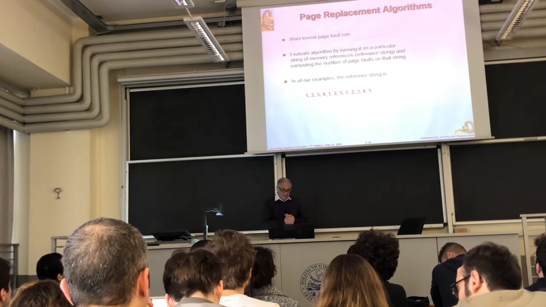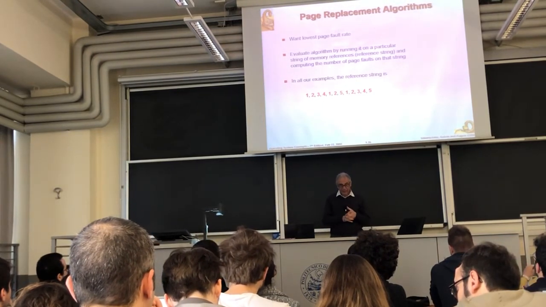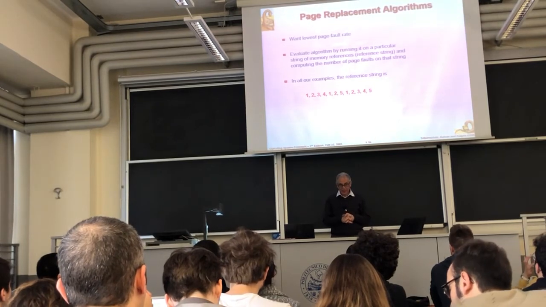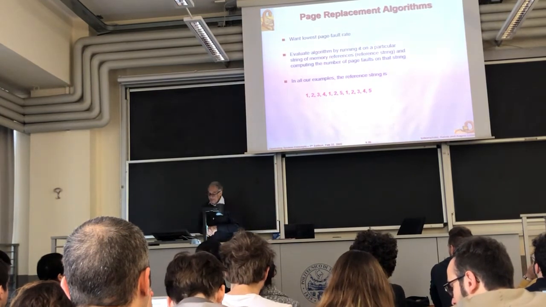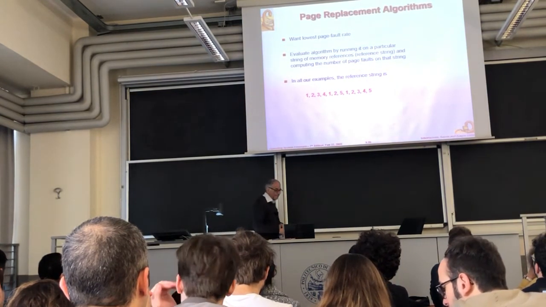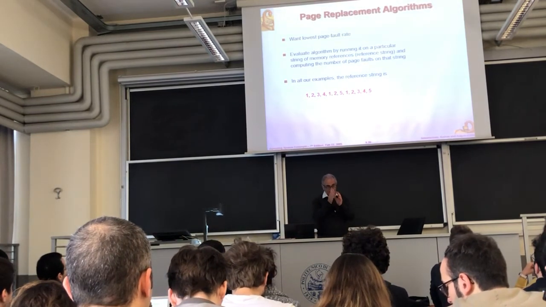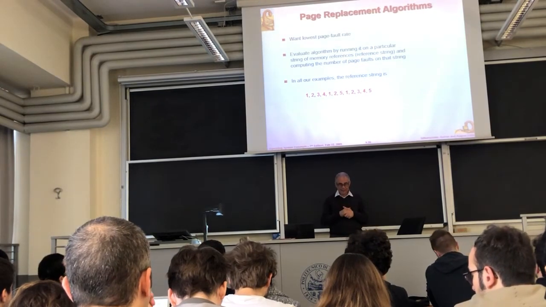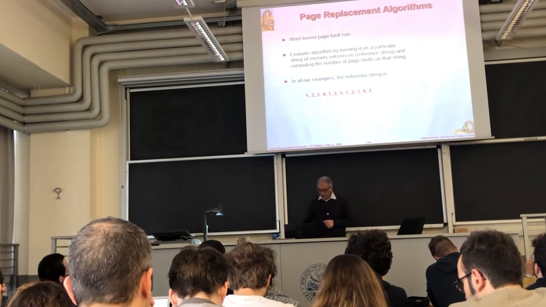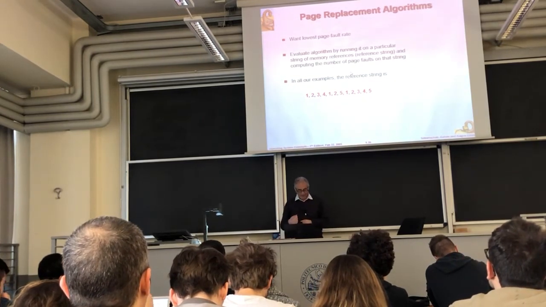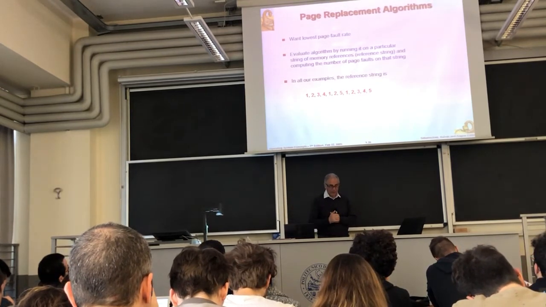So, to evaluate the performance of a replacement algorithm, typically we study the behavior of the algorithm using the so-called reference string. So we have a string that tells us which page is referred to over time. In this case, page 1 at the beginning, then 2, 3, 4, 1 again, 2, 5, 1, and so on. Okay.